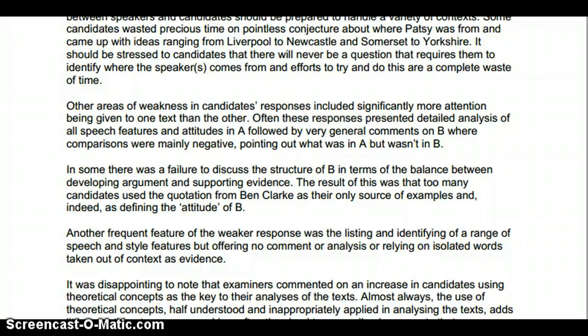Pick something from A, pick something from B, and compare across. Don't say that something is just absent in B. It won't score you any points because there's no analysis taking place.